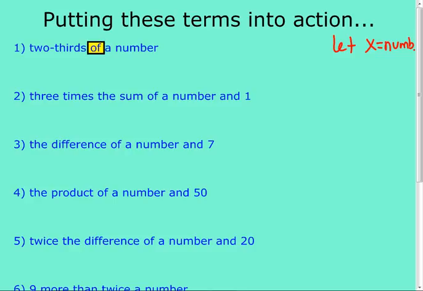Now, what does 2/3 of mean? What's 2/3 look like? It's a fraction. 2/3. What's the "of" going to tell you? Add, subtract, multiply, divide. It's going to be multiply. 2/3 x. That's it.